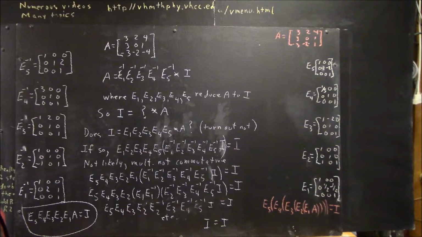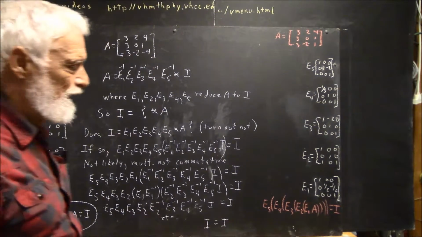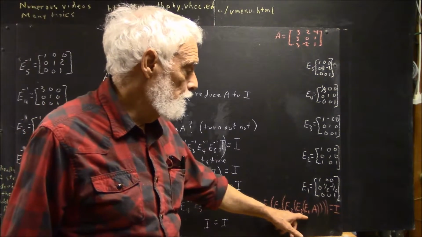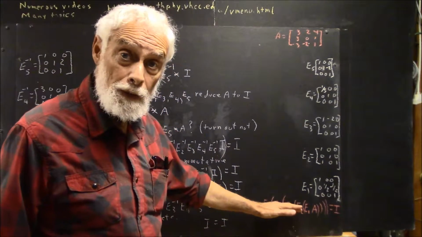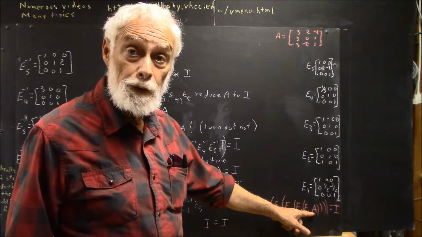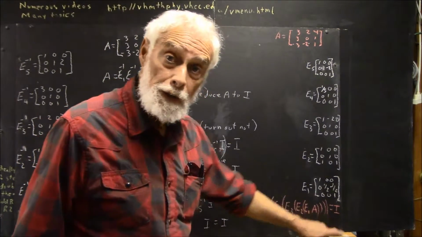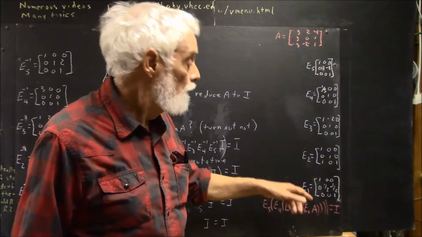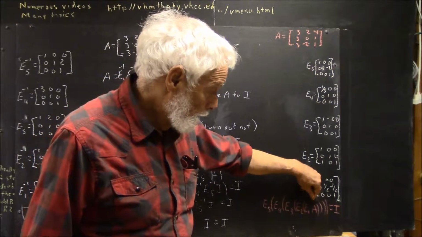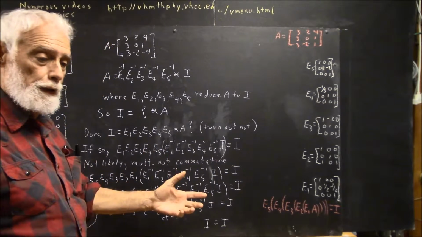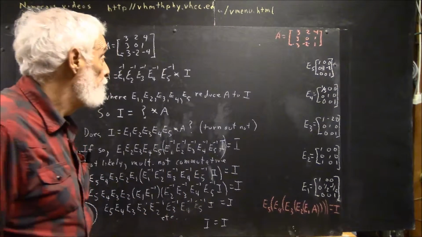Well, what does that mean? Among other things, it means that these matrices, E5 through E1, if you multiply them out, you get the inverse of the matrix A. Because the inverse times the matrix equals the identity. The inverse is the matrix which, when multiplied by the original matrix, gives you the identity. Inverses multiplied together give you the identity.